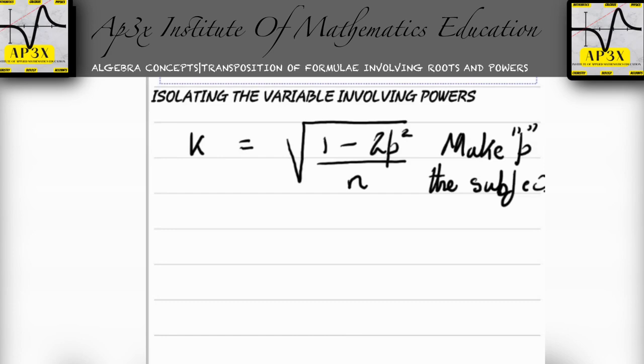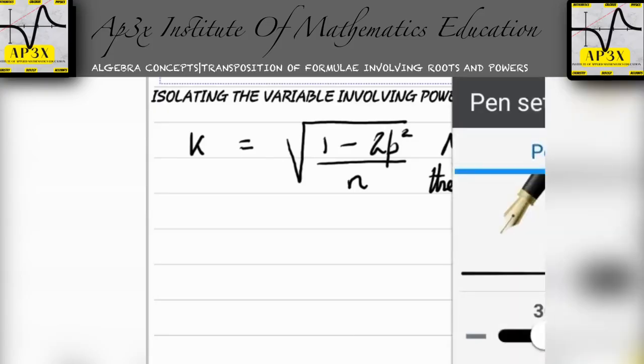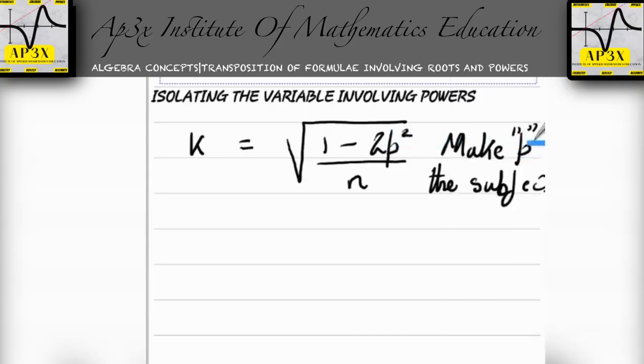Now we have k is equal to the square root of 1 minus 2p squared all over n. So how do we approach this question? Let us start off by removing the square root, because the intended subject here is p. P is what we want, but there are so many different variables connected to p. First, we have to get rid of the square root.